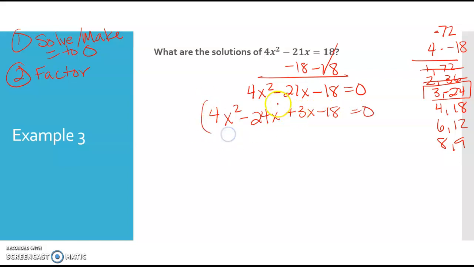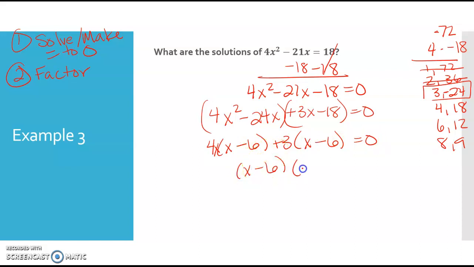From here, we do the grouping. 4x comes out of the first group, and we're left with x minus 6. And then 3 comes out of the second group, and again, we're left with x minus 6, still equal to 0. And then I do my inside-outside. Inside is x minus 6, outside is 4x plus 3, which is, again, factoring out the greatest common factor, because x minus 6 is in both.